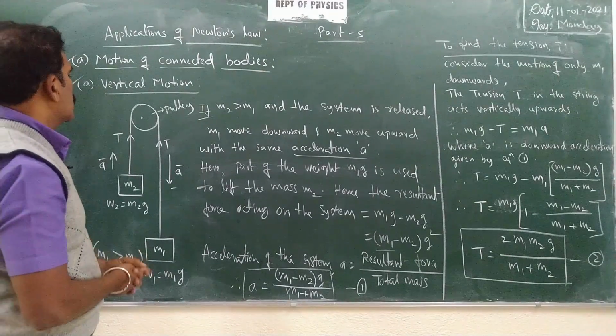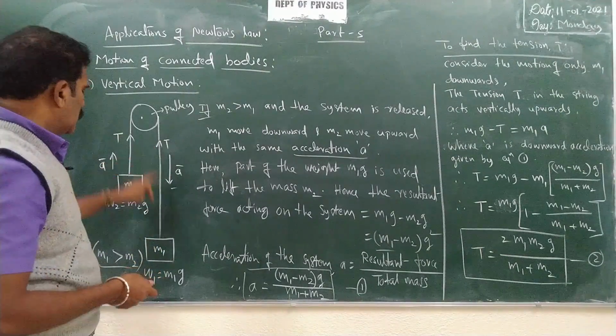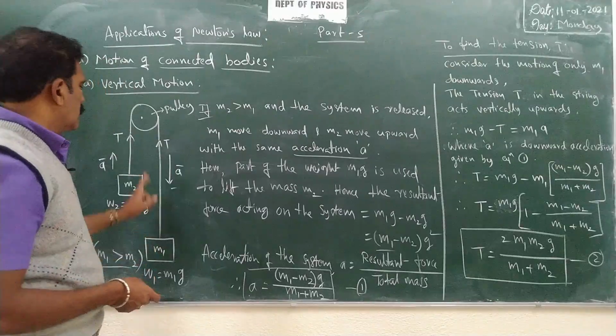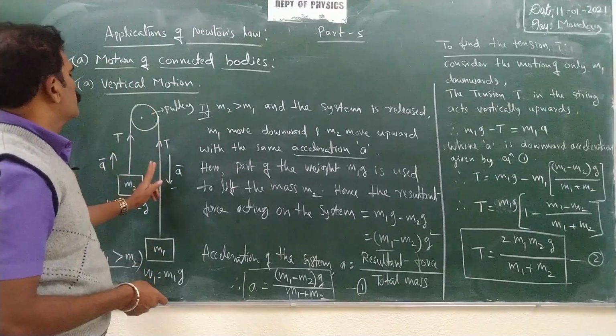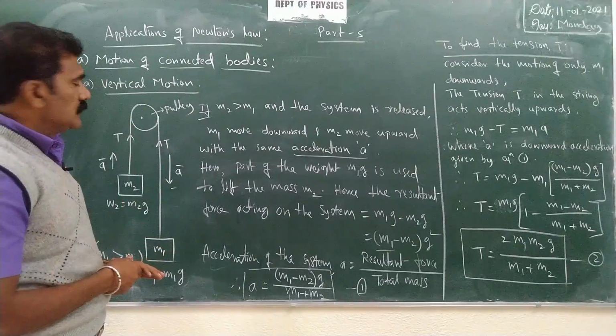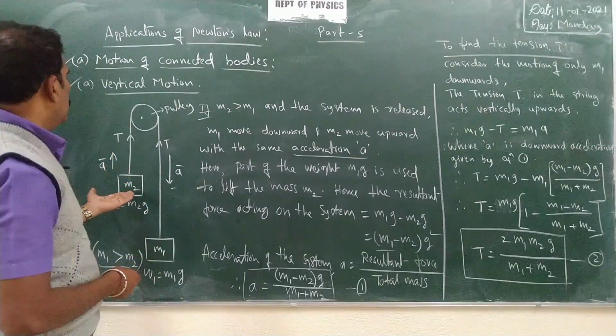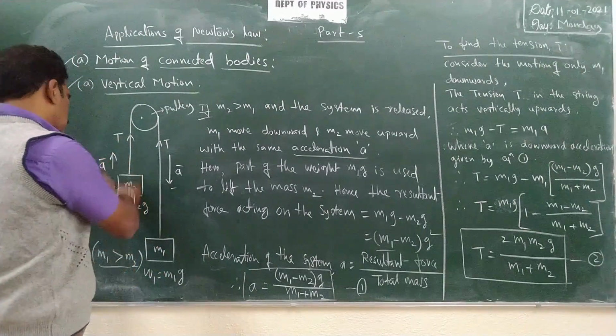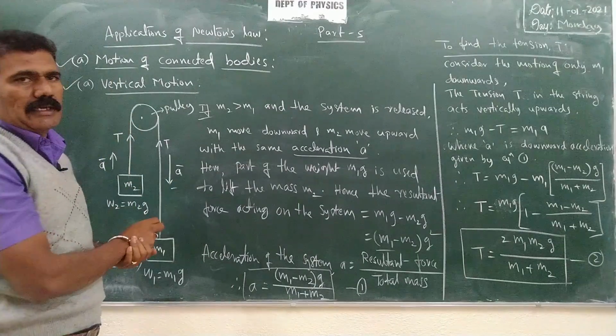So the tension force acts on the string always. Now mass m1 is moving downwards, so what is the direction of the tension? It is in the upward direction. Tension acting on the string is in the upward direction, and on this side also. We can see that it is hanging downwards, and the tension is in the upward direction.